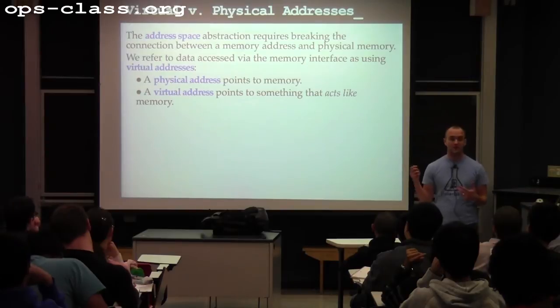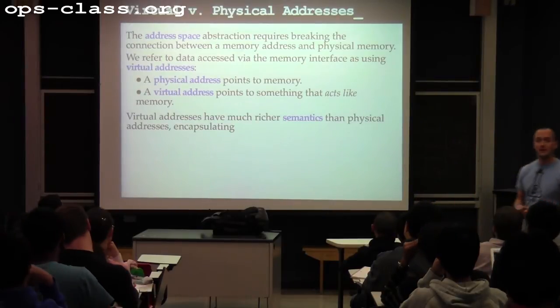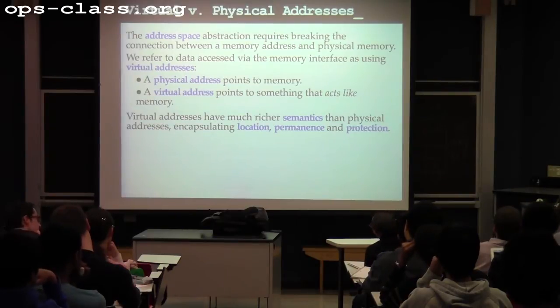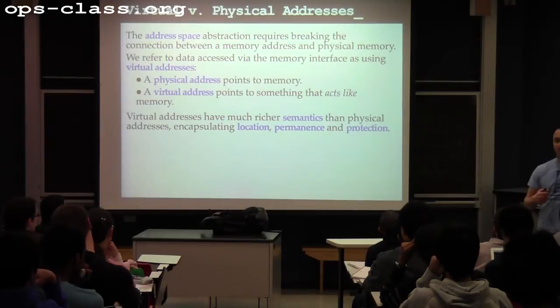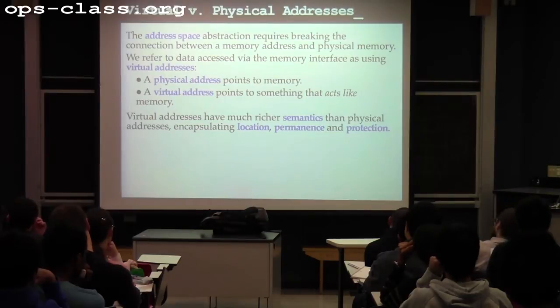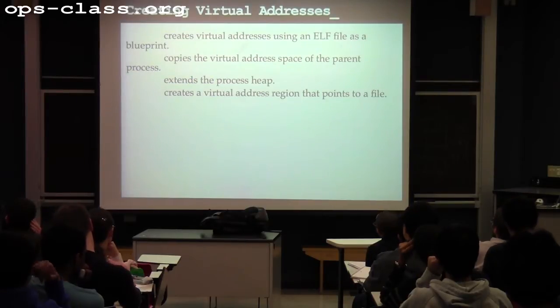And these virtual addresses gave us a lot more power, right? They allowed us to do things that we couldn't do with direct physical addresses. I can move things around, I can protect things in various ways, and I can move things back and forth between disk and memory, which is important for implementing the address space abstraction, right?